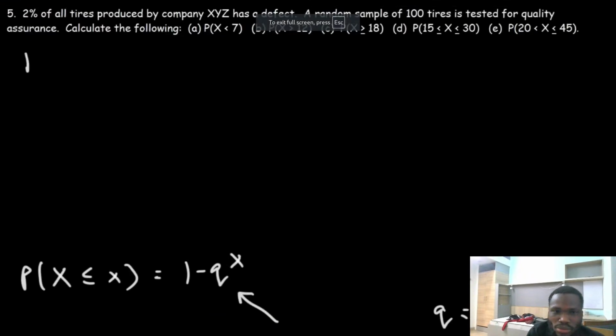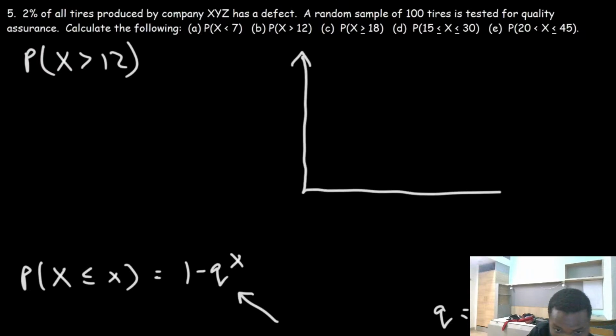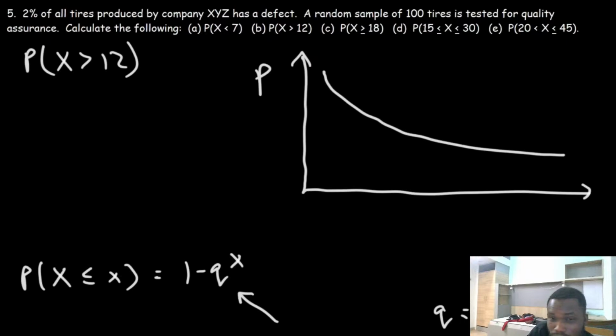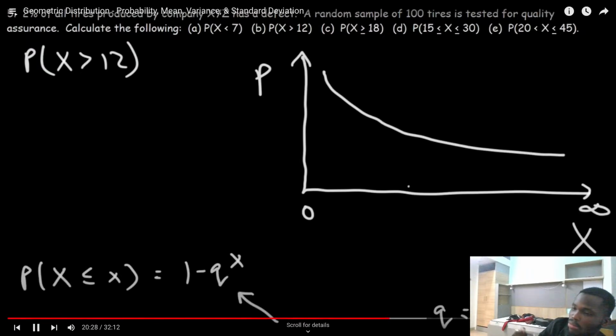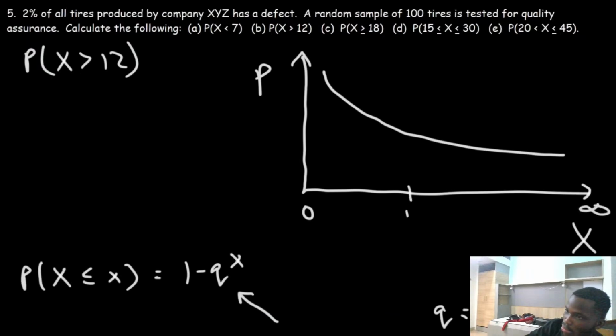So what is the probability that a defective tire will be found beyond, let's say, x is greater than 12? What formula can we use to calculate this particular probability? Let's draw a picture. So this is the shape of a geometric distribution. We have the probability on the y-axis, the random variable x on the x-axis. Now this is going to range from 0 to infinity. But for this problem, our focus is 12.